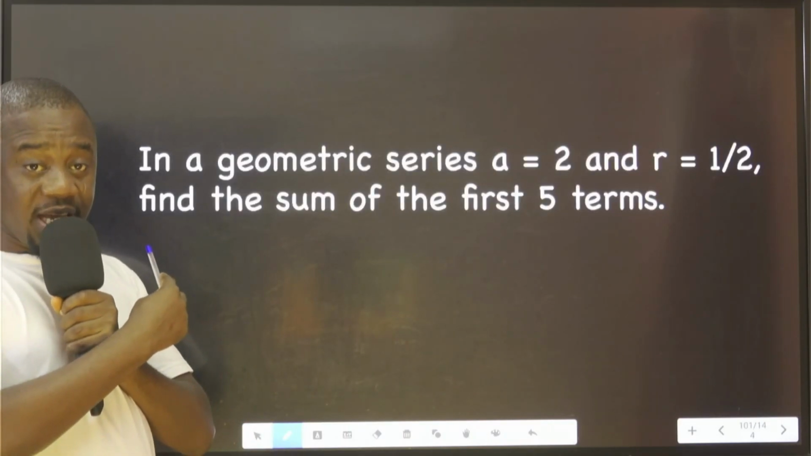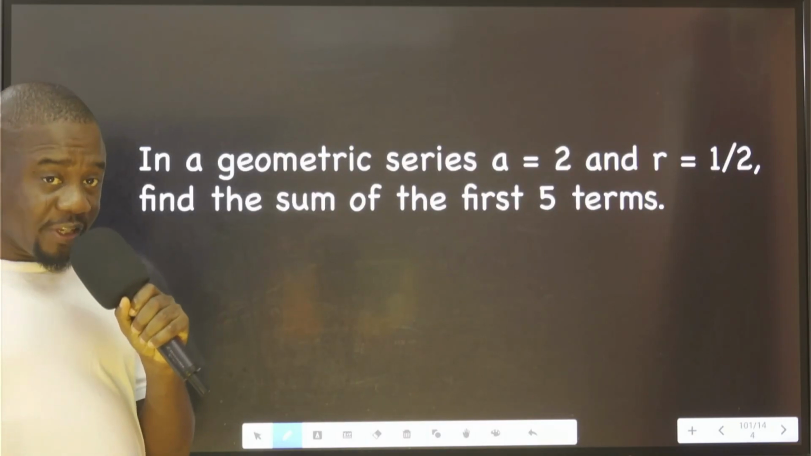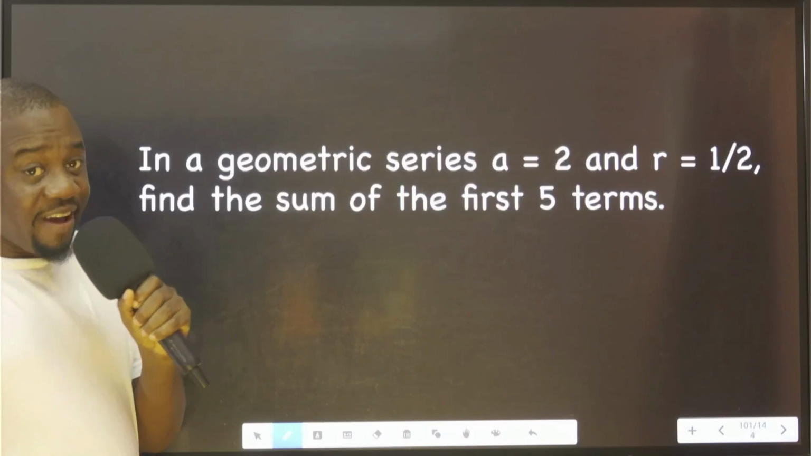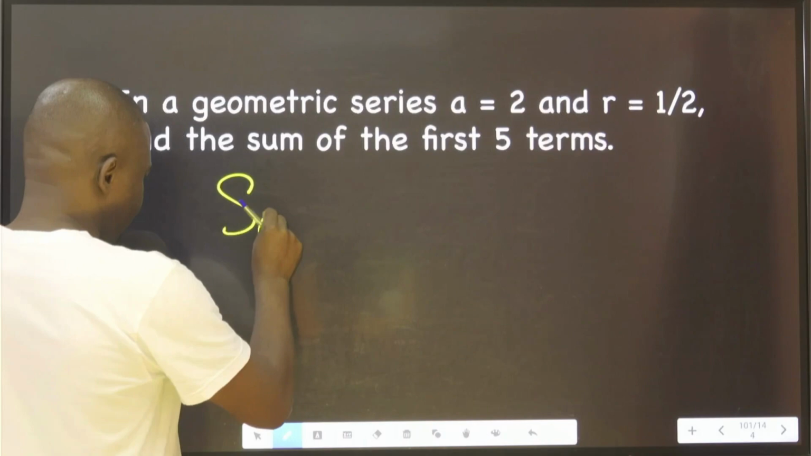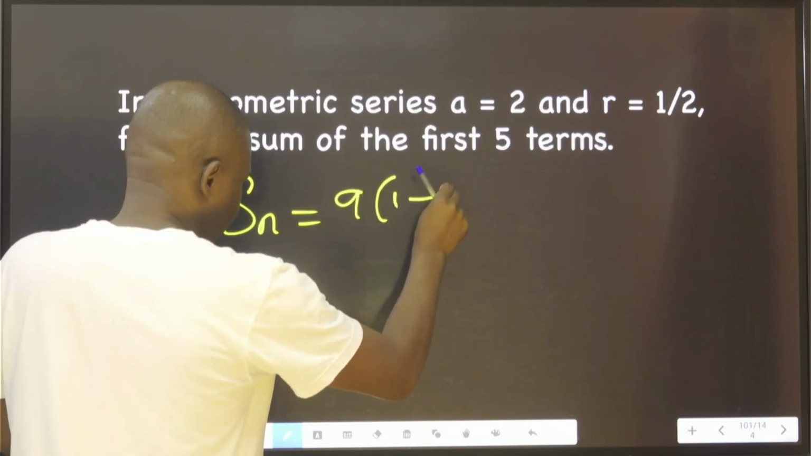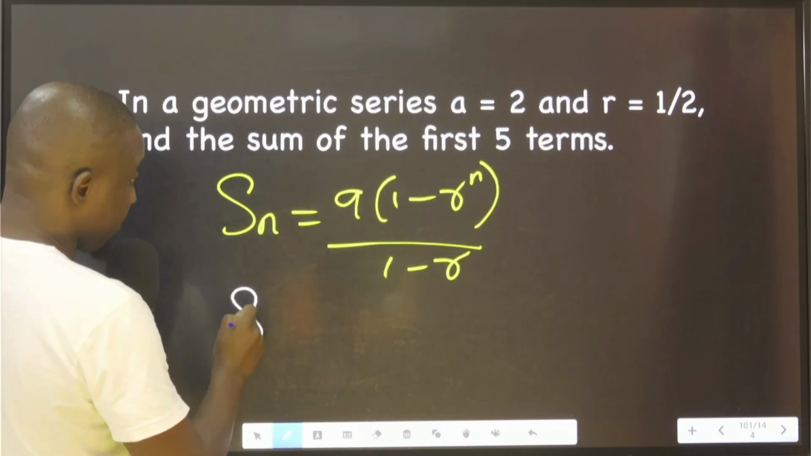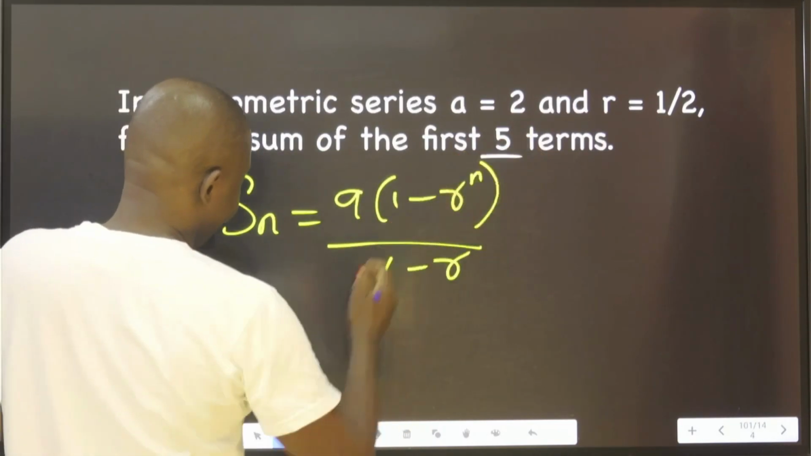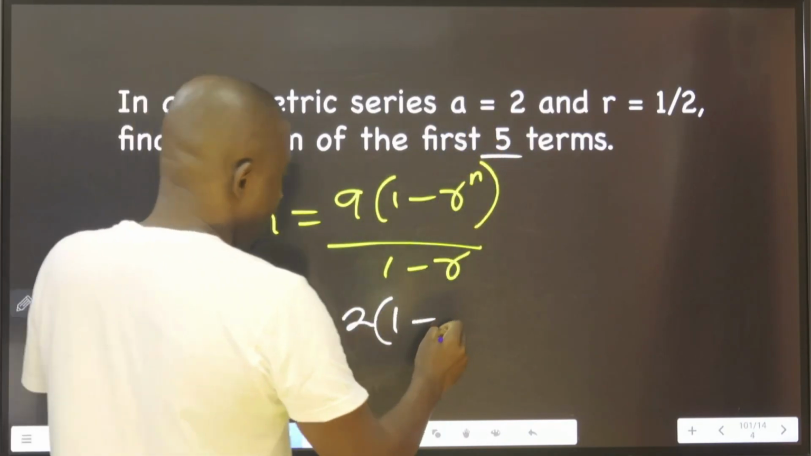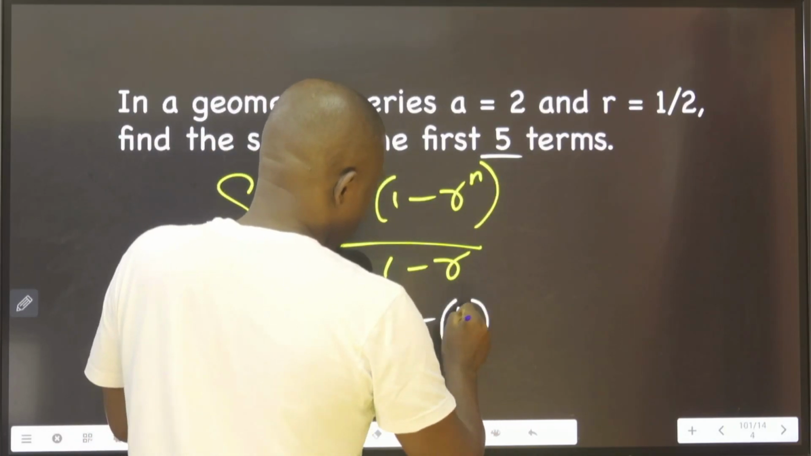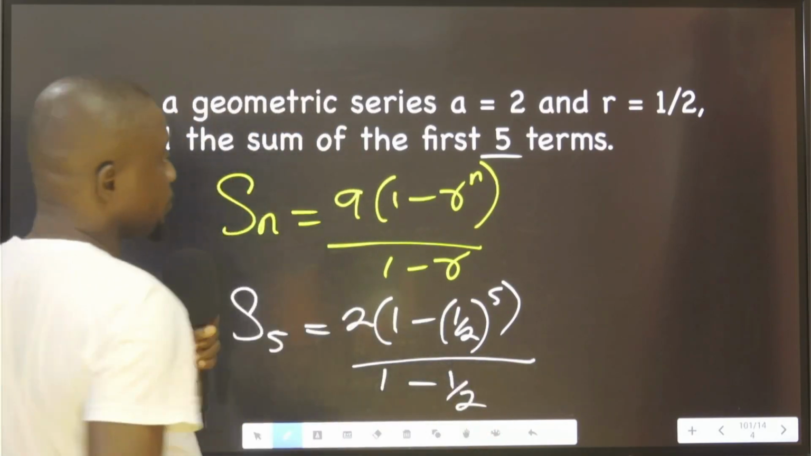Look at this question. It says, in a geometric series, a is equal to 2 and r is equal to 1 over 2. Find the sum of the first 5 terms. Okay? Let's put down the formula. So, first 5 terms. The first term is 2. 1 minus r, 1 over 2, raised to power 5, all over 1 minus 1 over 2. Okay?